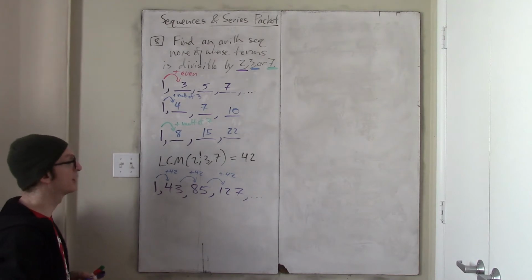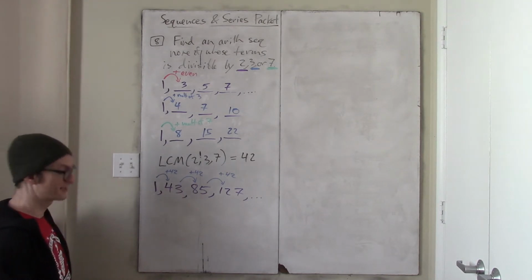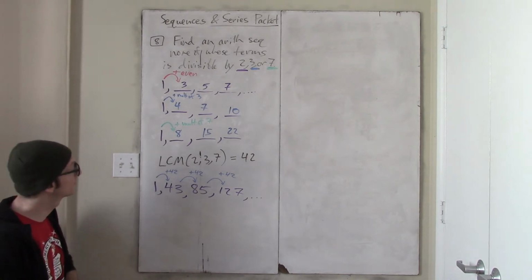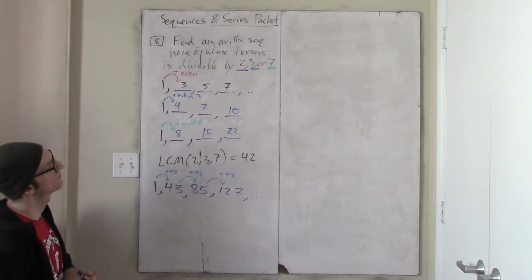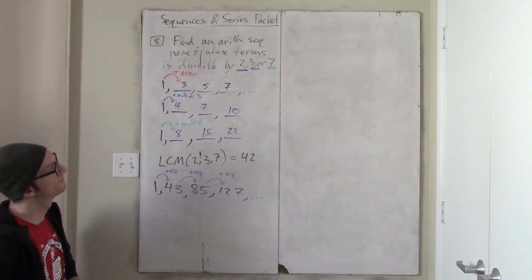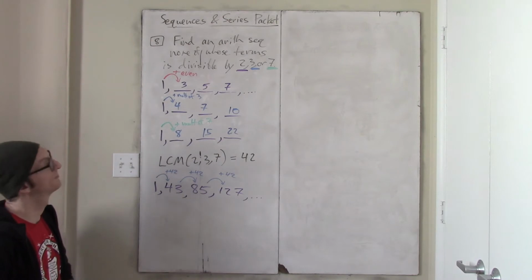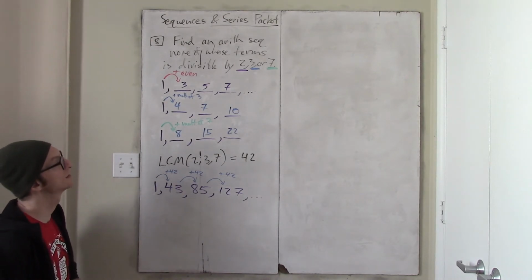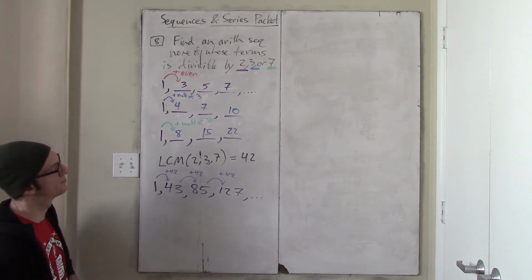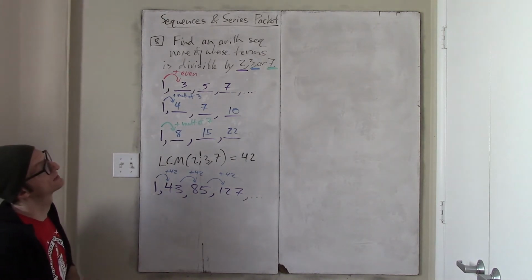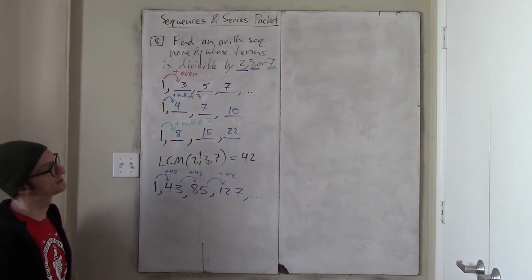Of course, this isn't the only answer. You could start with any number that's not a multiple of 2, 3, or 7. So what's the next one? I guess the next one will be 43. Is that just kind of true? No, because 5 is not a multiple of 2, 3, or 7, for example. Yeah, of course it isn't.